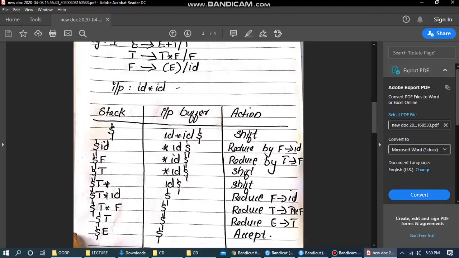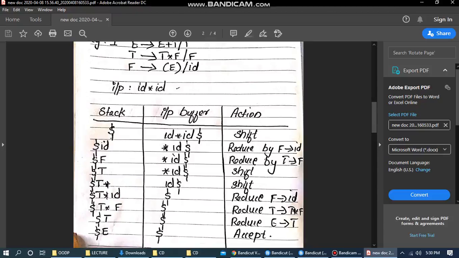Again we look for this stack T star F. Is there any T star F in the right hand side of the production? Yes, it is there in the second production, so we can replace T star F by T. So that action should be written in the action state, that is reduce T gives T star F. Then in the next step, T star F is replaced by T, input buffer dollar.